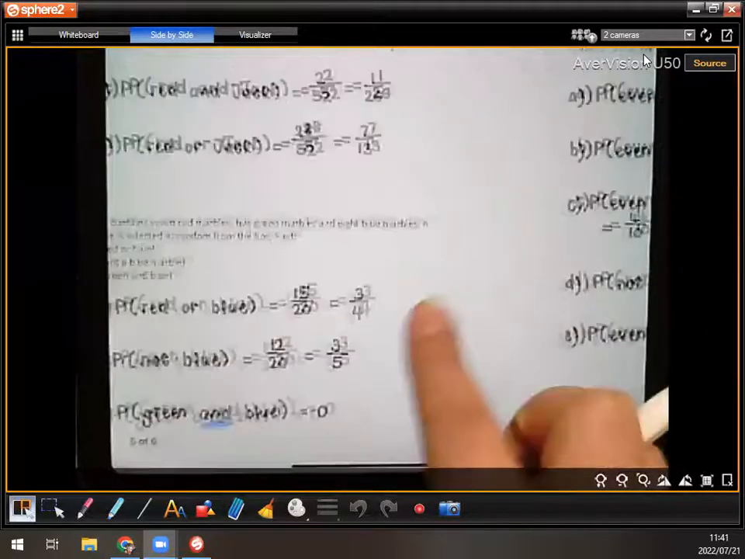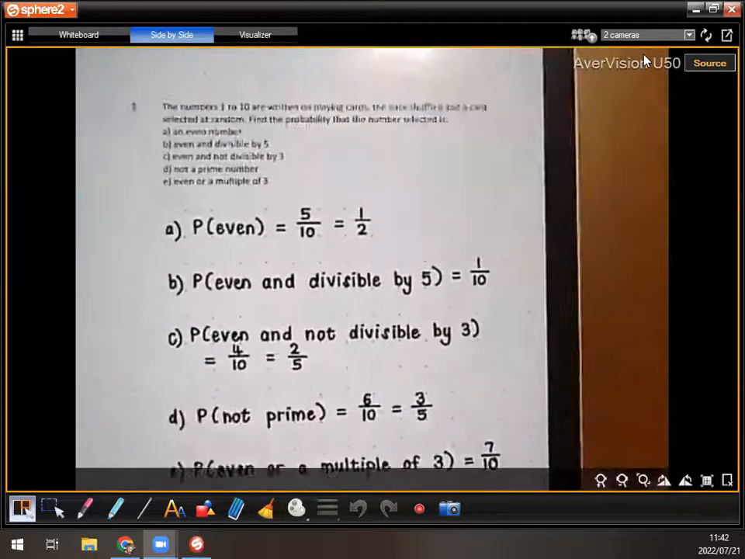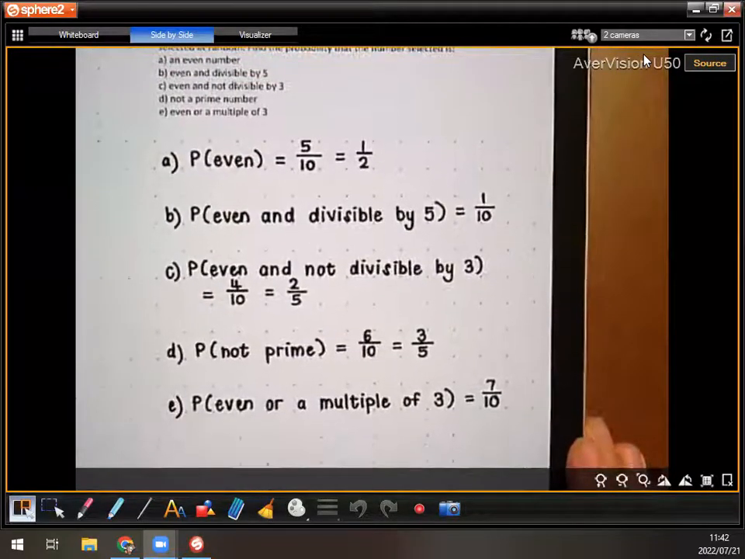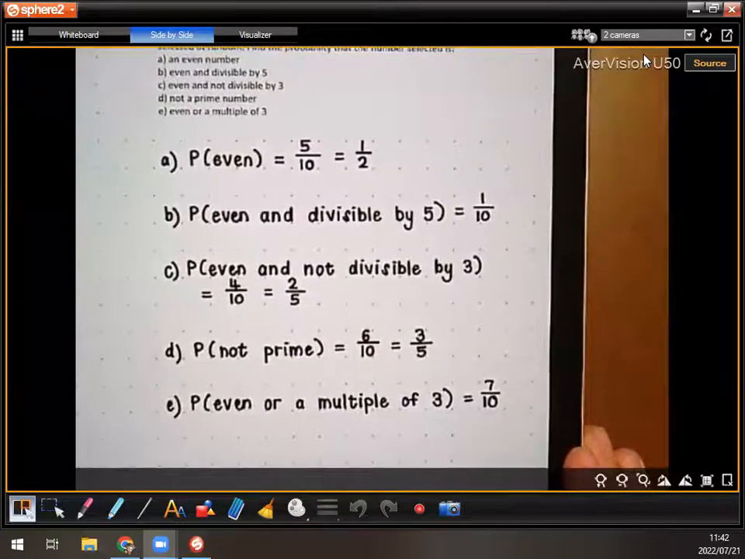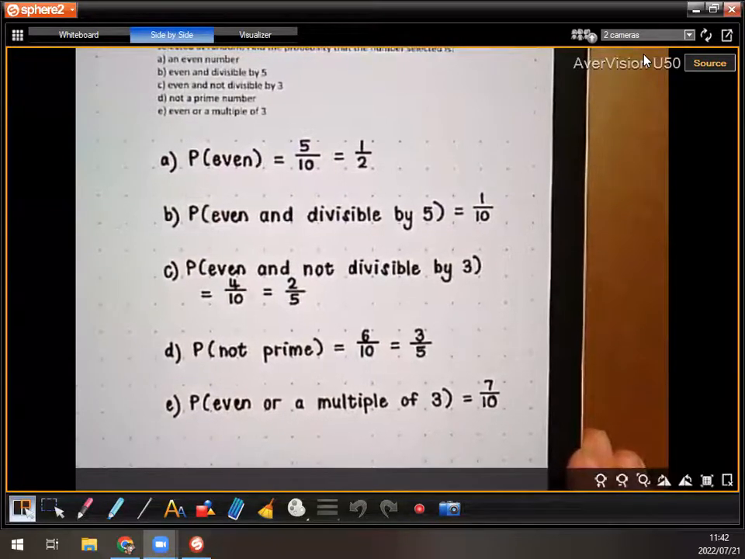Okay, number 3. So this was now about the number cards from 1 to 10. Again, guys, it's just one card that's being drawn. A card is selected at random. So every time you need to ask yourself, how many cards are there where it's even and it's not divisible by 3?